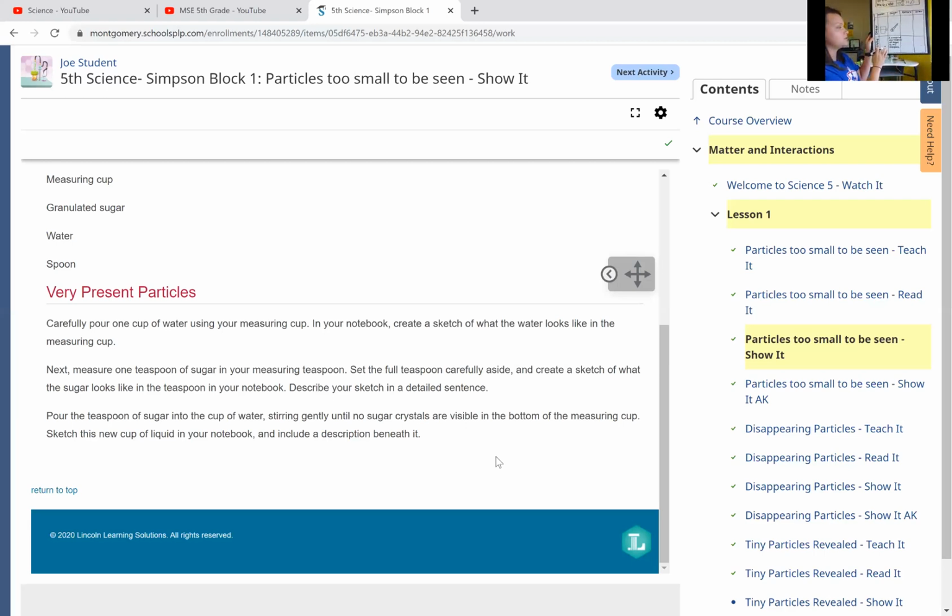Now I need to do my description for my water. I'm going to put something similar. I measured 1 cup of water in my measuring cup.